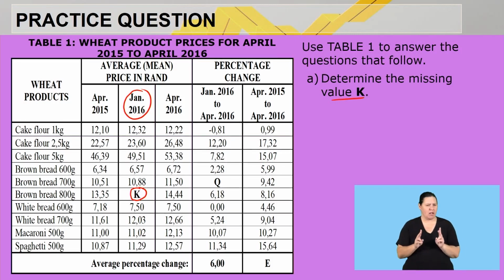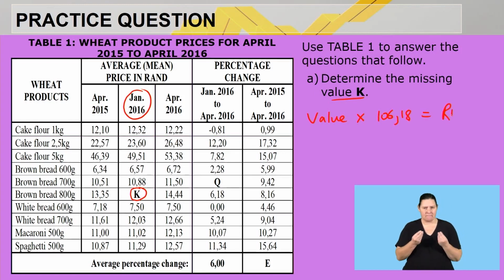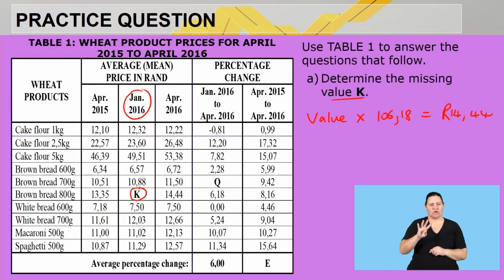Normally, if I look at this, we would take the value and multiply by 106.18% to get that 14 rand and 44 cents. Do we agree? Because that is the percentage change from January 2016, which we don't know the value of. Normally we multiply by the percentage change, in this case an increase, and it gives you that answer.